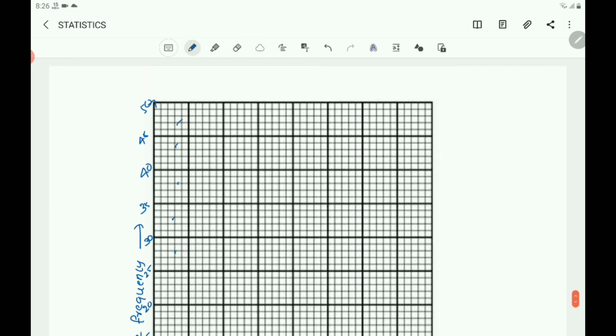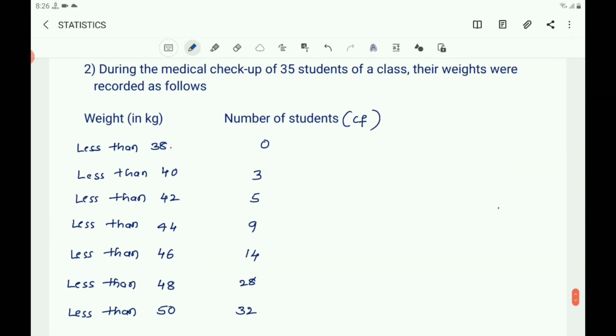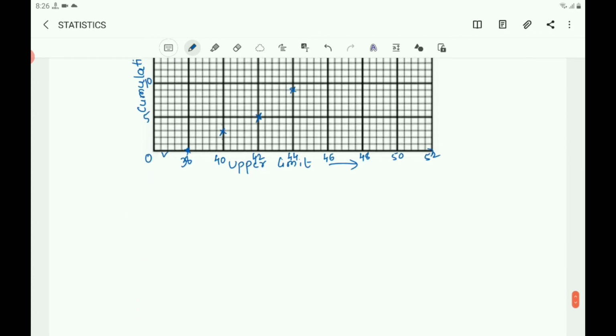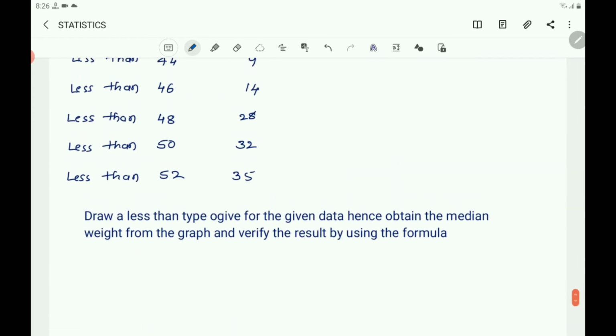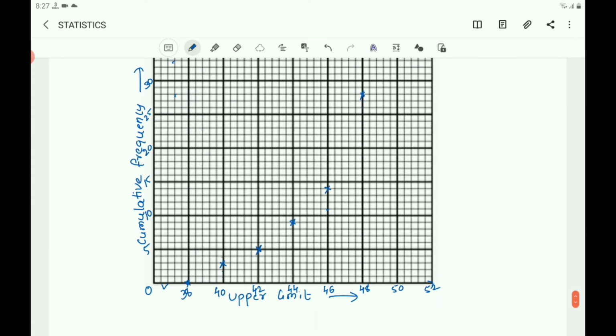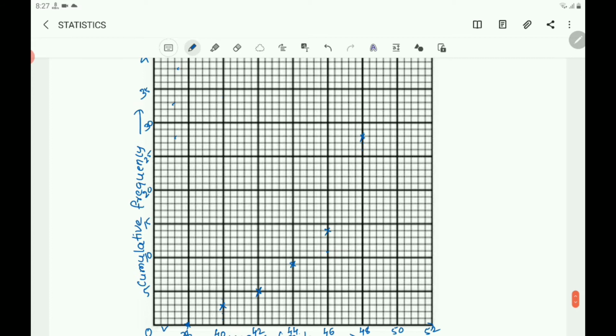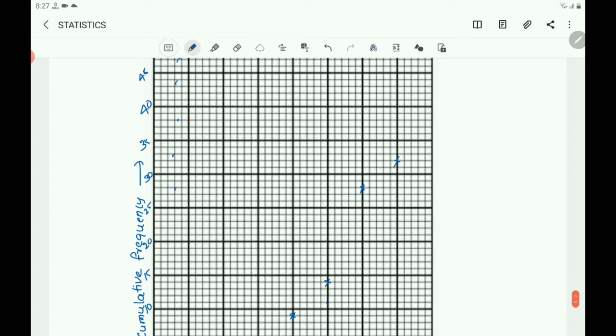Then 46, 14. 46, 14 means that it is 10, 11, 12, 13, 14, it comes here. Then 48, 28: 26, 27, 28. Then 50, 32, and 52, 35. 32 comes here and 52, 35 comes here.